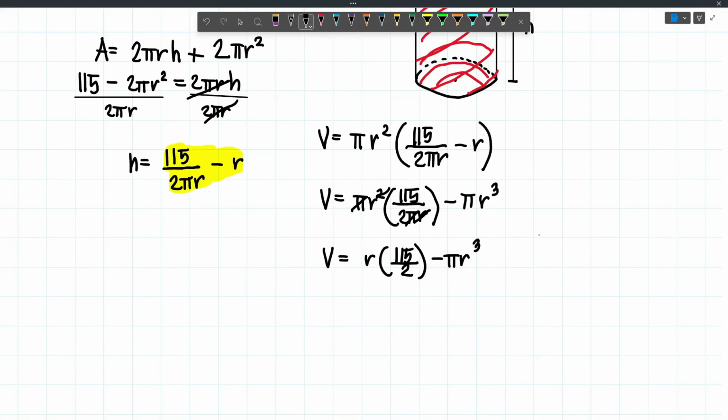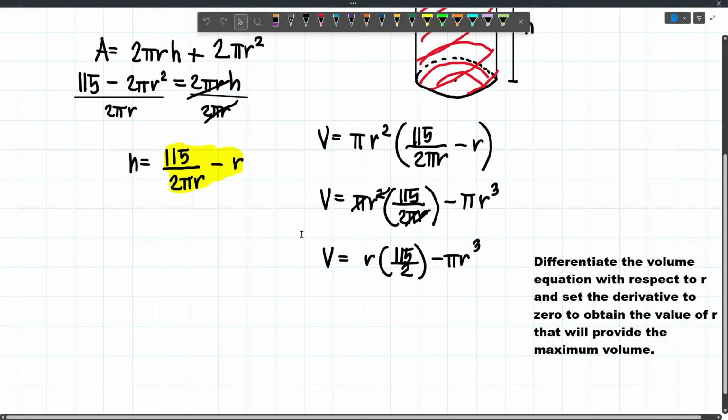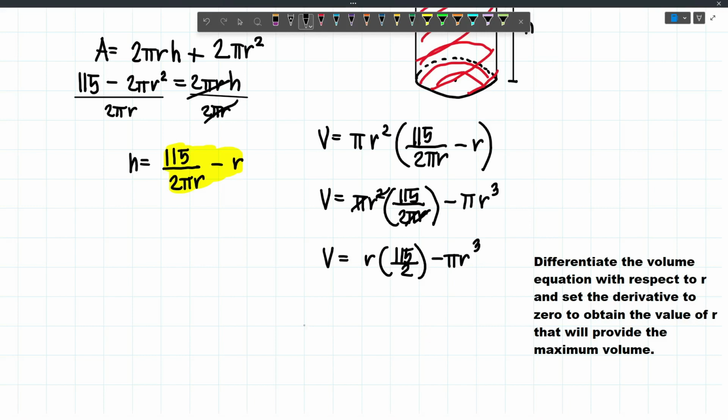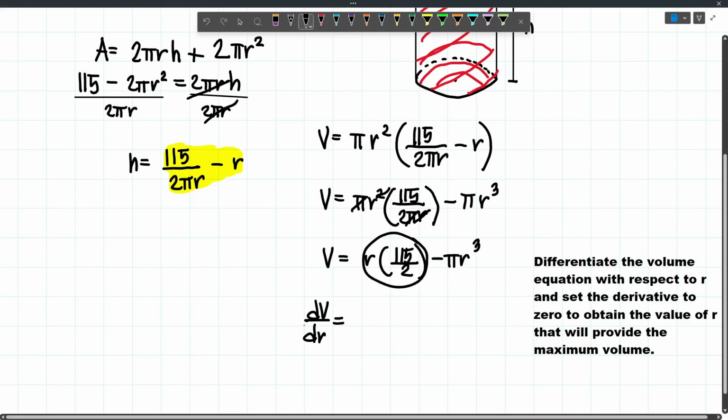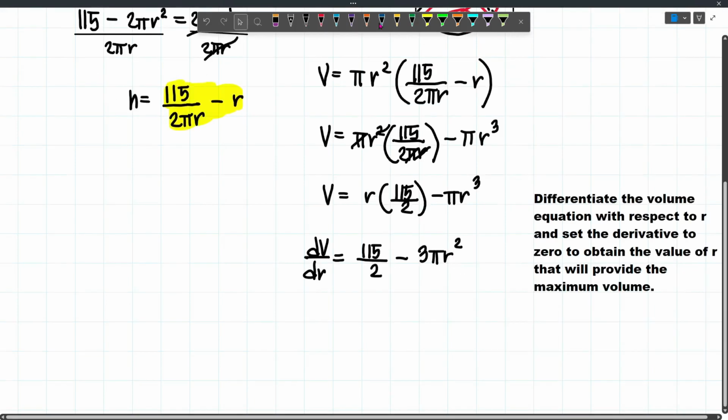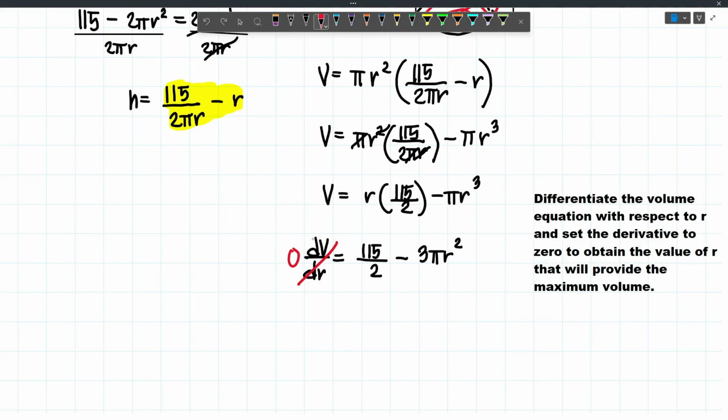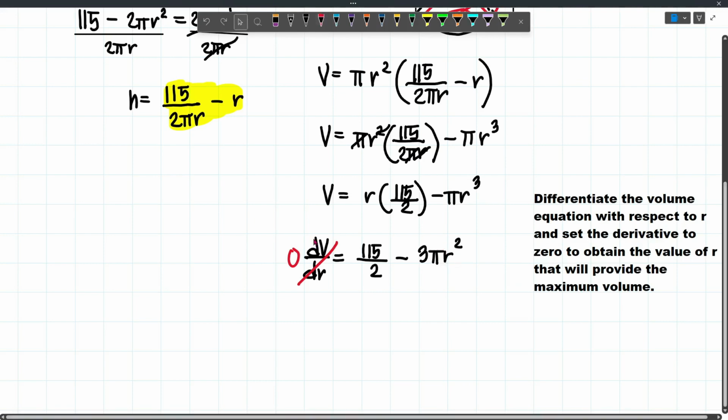Now, let's differentiate with respect to r so that we will be able to obtain the radius that will provide us with a maximum volume. We need to differentiate the volume equation with respect to r and set the derivative to 0 in order to obtain the value of r that will provide the maximum volume. So this is what will happen. This will be dV over dr equals the derivative of this expression will be the constant value. And then minus differentiating this one, it will become 3 pi r squared. And then let's set this to 0. And then let's solve for r, which will provide us with the maximum volume.